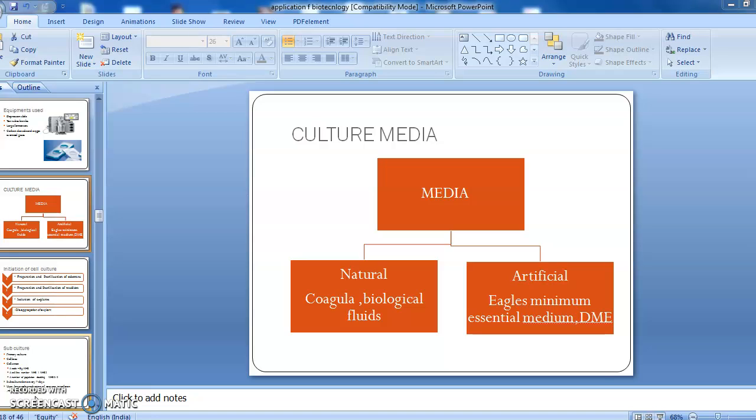Artificial medium with or without serum are used for cell cultures. Example, serum containing media is Eagle's minimum essential medium with 5 to 20% serum. Serum provides the plasma protein. Dulbecco's enriched modification of minimum essential media, DME, is serum-free artificial media.